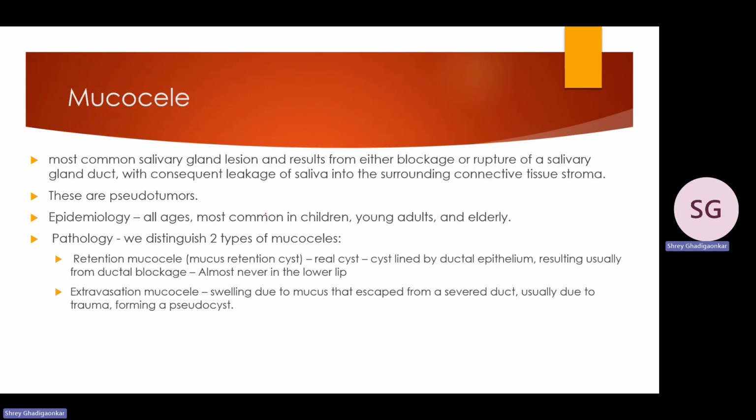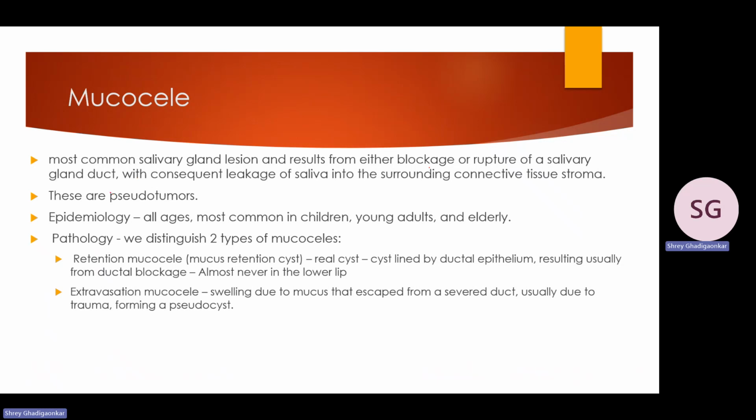The next one we have is mucocele. As mentioned, this is one of the most common salivary gland lesions and results from either blockage or rupture of the salivary gland duct. This is associated with leakage of saliva into the surrounding connective tissue stroma. So these also are pseudotumors.